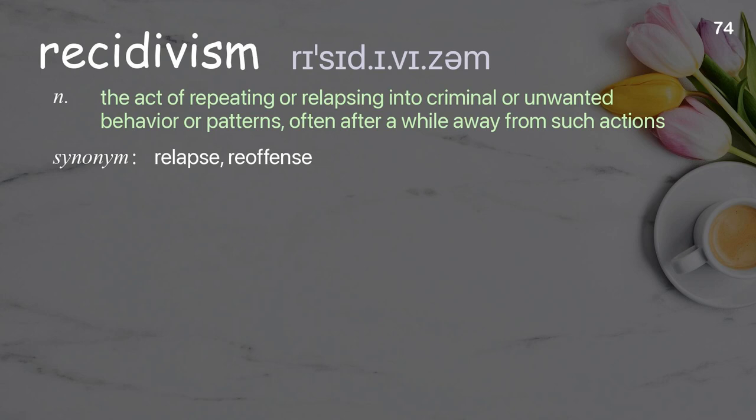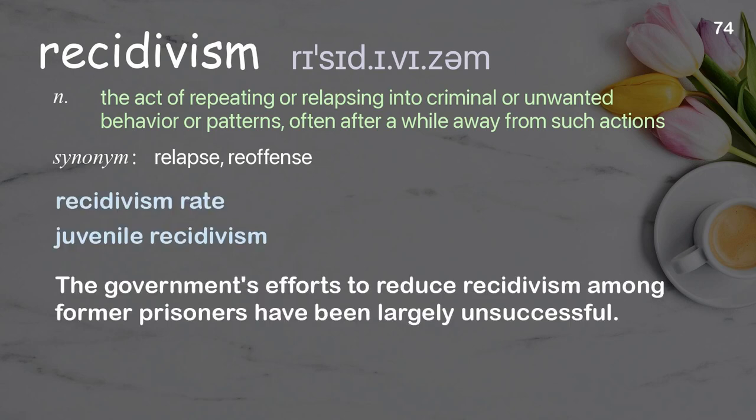Recidivism. The act of repeating or relapsing into criminal or unwanted behavior or patterns, often after a while away from such actions. Examples: recidivism rate, juvenile recidivism. The government's efforts to reduce recidivism among former prisoners have been largely unsuccessful.